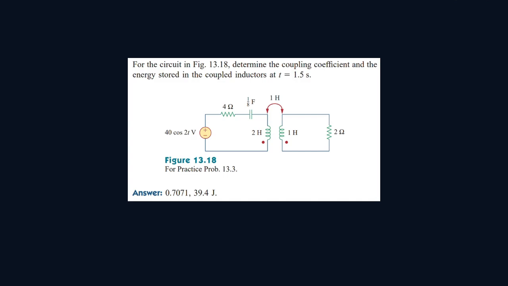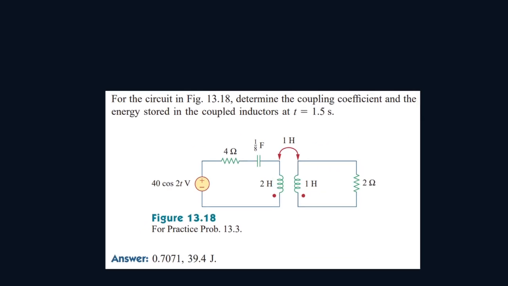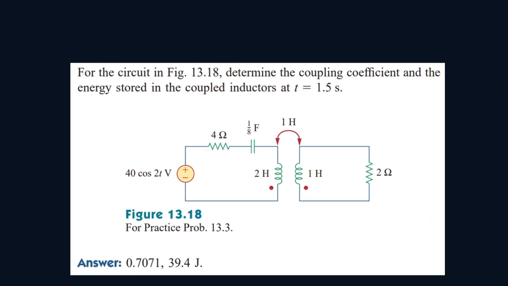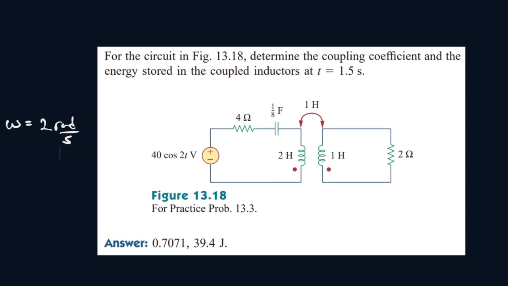Okay, so we have to find the coupling coefficient and energy stored in the inductors when t is 1.5 seconds. So let's first redraw the circuit. But first, let's get all the impedance values. So we see W is 2 radians per second. So let's get the impedance. So the resistors we don't really have to do.